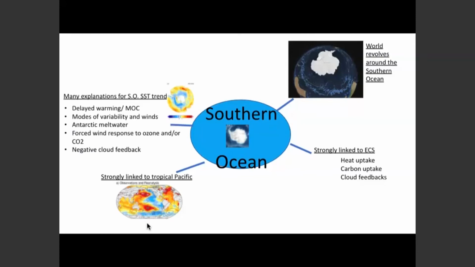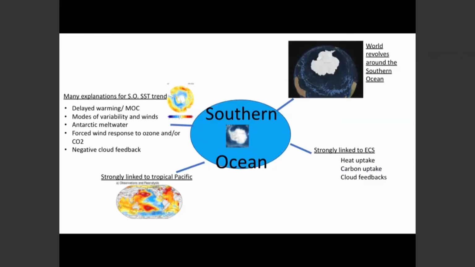And there's many explanations. These trends I'm showing here are just recent history, 79 to 2014. And there's many explanations for what's going on in the Southern Ocean. And these processes operate on different timescales, so they're not necessarily mutually exclusive. So there's the delayed warming mechanism that Kyle Armour talks about a lot. There's modes of variability, including ENSO, which I already mentioned, the Southern Annular Mode, and they affect the SSTs through winds and heat fluxes. There's the Antarctic meltwater hypothesis.